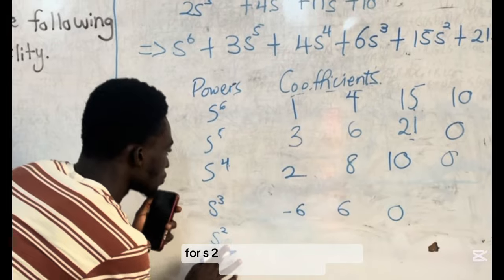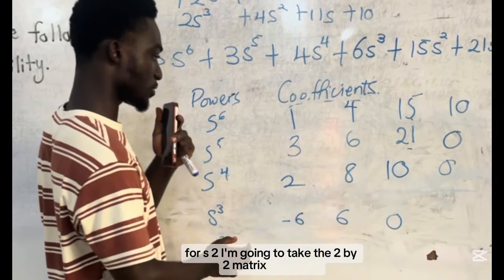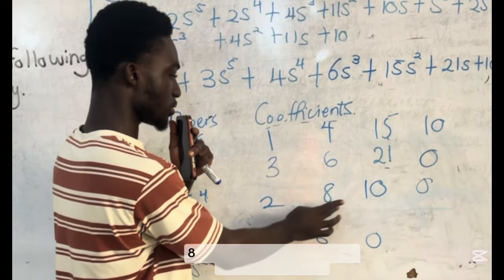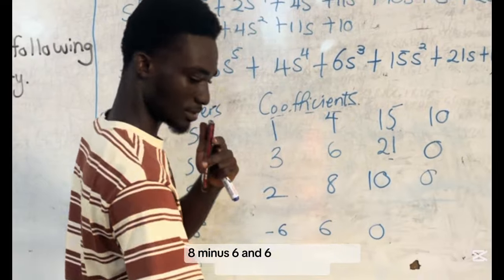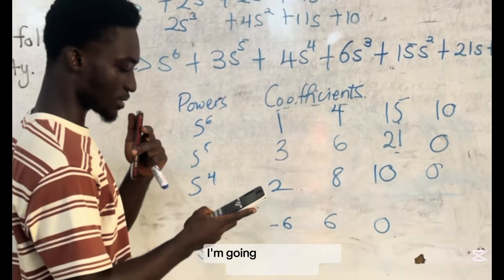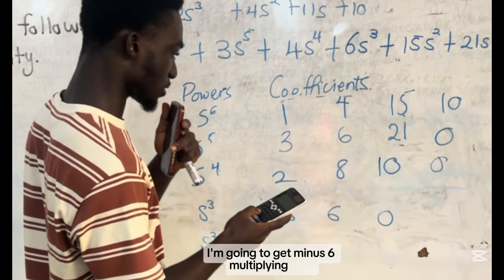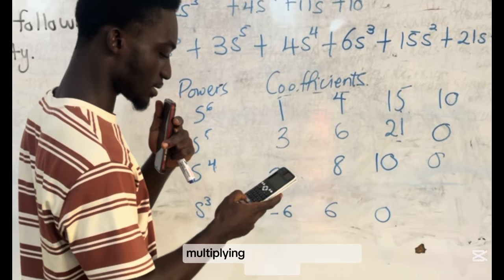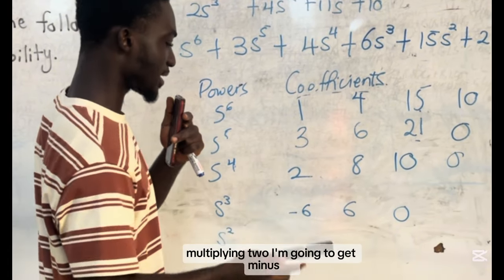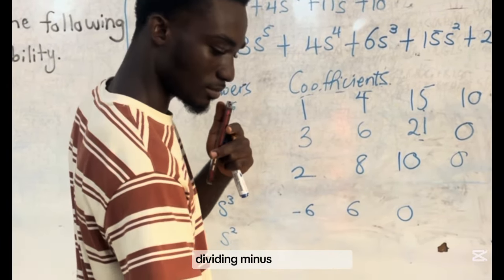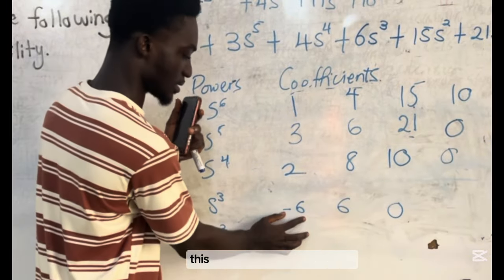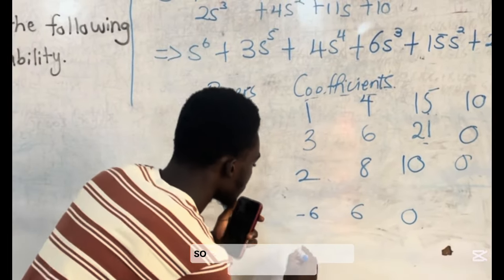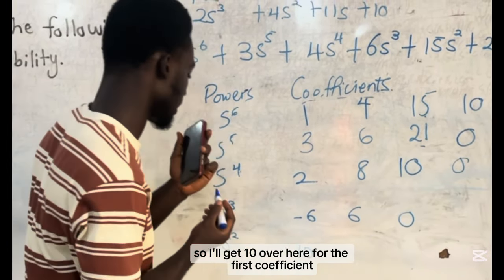For S2, I'm going to take the 2 by 2 matrix, which is 2, 8, minus 6, and 6. Finding the determinant for that, I'm going to get minus 6 multiplying 8 minus 6 multiplying 2. I'm going to get minus 60. Dividing minus 60 by minus 6, I'm going to get 10. So I'll get 10 over here for the first coefficient for S2.